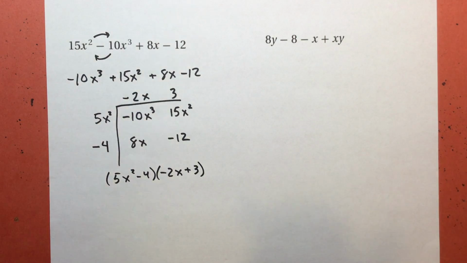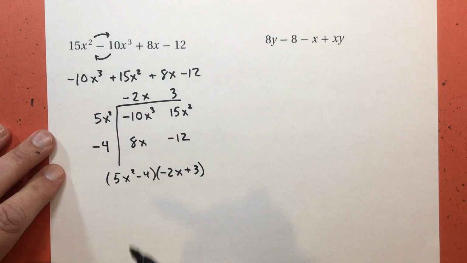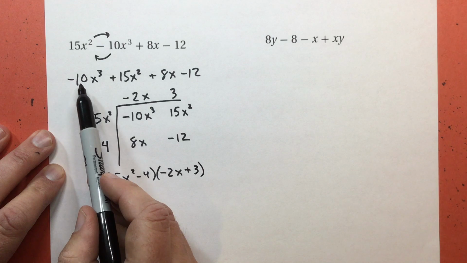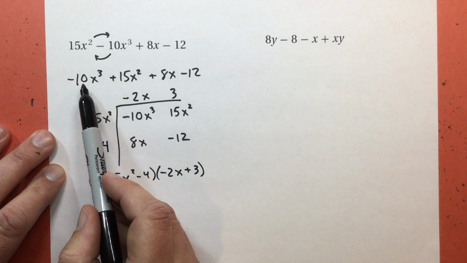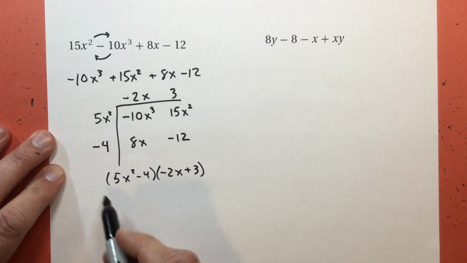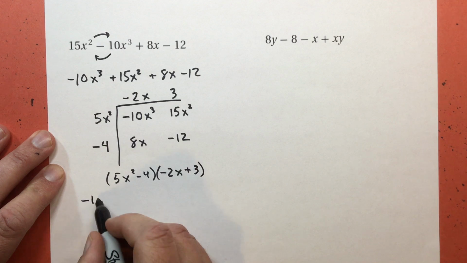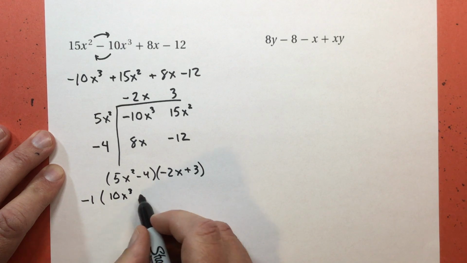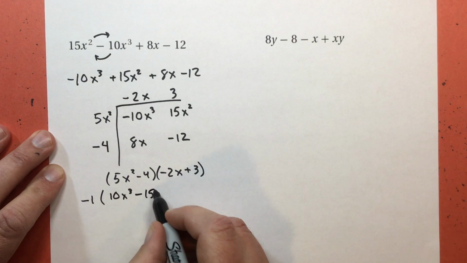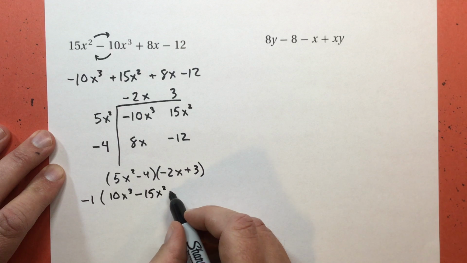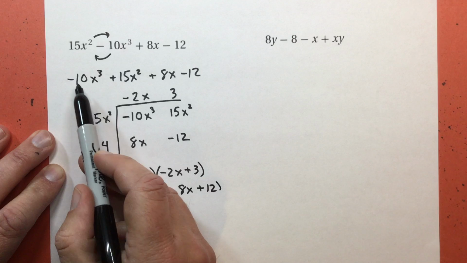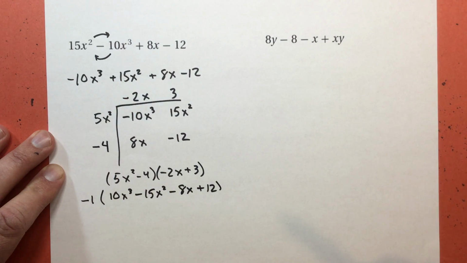However, here's a backup way of doing it. If you see the first term, the leading coefficient is negative, then factor out a negative 1. So I'm going to have negative 1 times positive 10x cubed, negative 15x squared, negative 8x, and positive 12. I just changed the sign of each of these. And that negative 1 is going to be there.